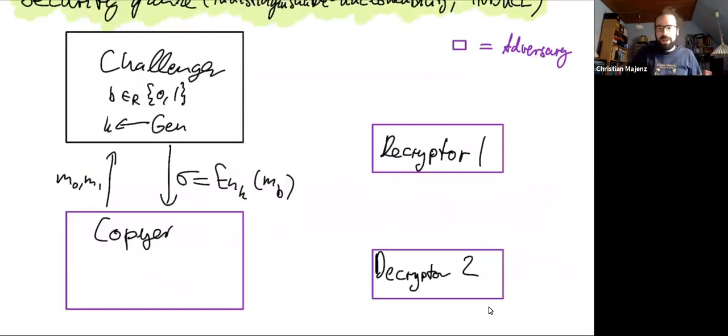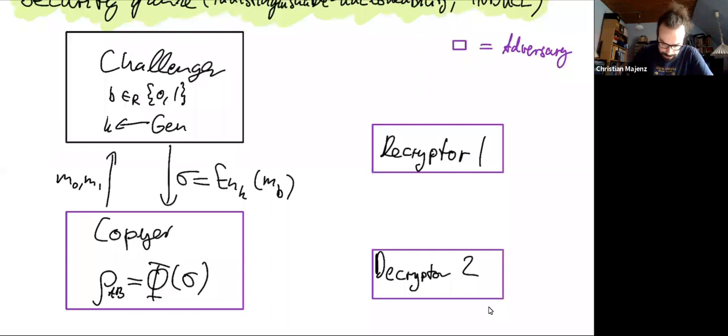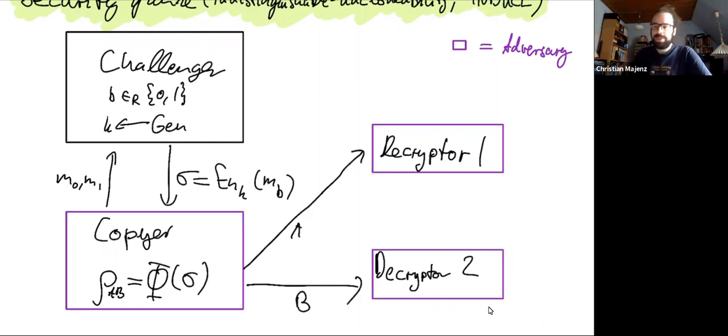And now the copier is supposed to attempt to copy this ciphertext. So here we allow this ciphertext to be a quantum state. And the copier can now use an arbitrary map to produce a bipartite state rho AB. So just an arbitrary quantum channel phi that is applied to sigma. And now the copier provides the two parts of rho, registers A and B, to the decryptors 1 and 2.